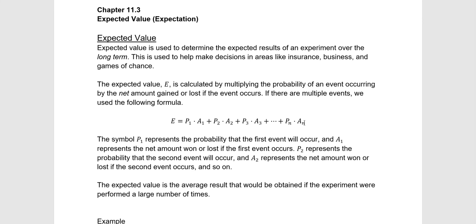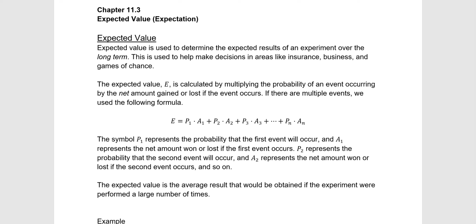In this section we're going to be going over expected value, or expectation. They mean the same exact thing. The expected value is used to determine the expected results of an experiment over the long term, so over a long period of time. This is used to help make decisions in areas like insurance, business, and games of chance, and many other disciplines as well.